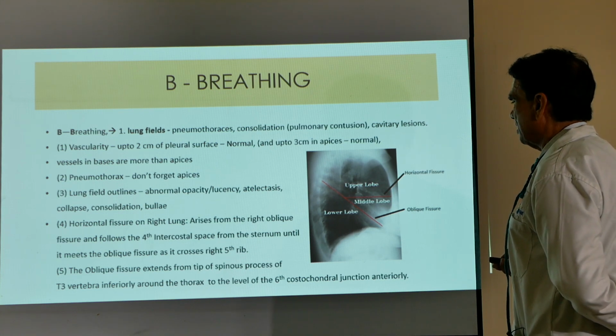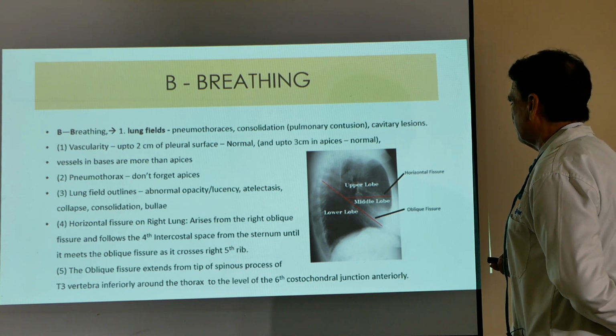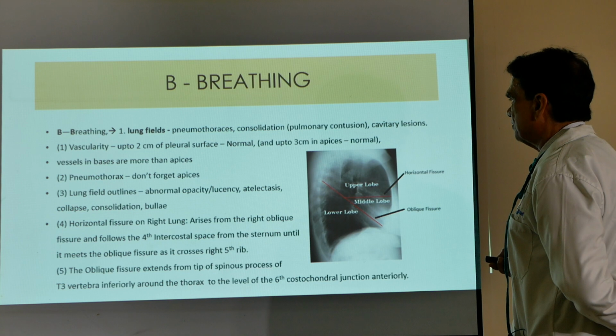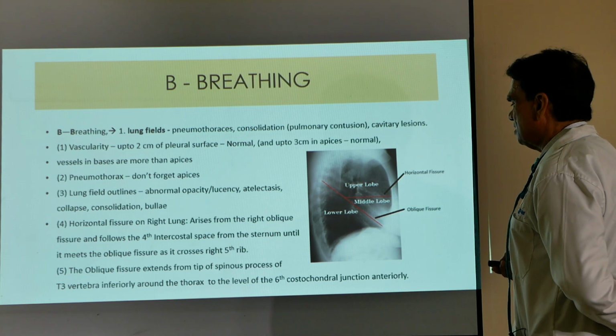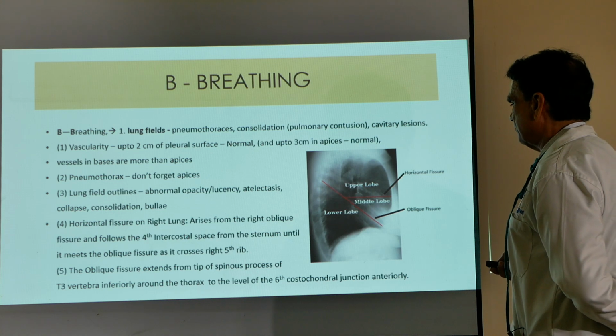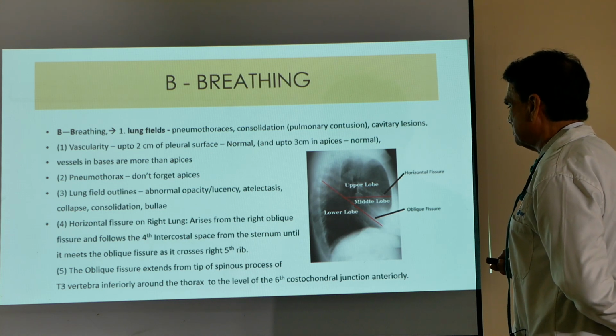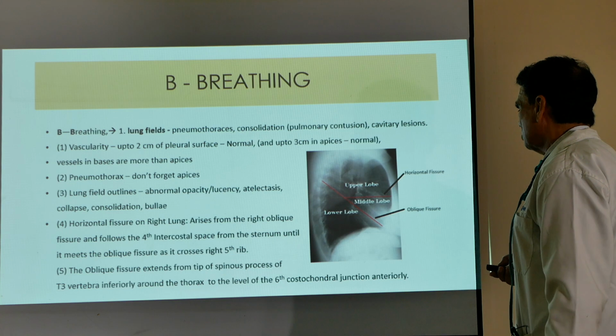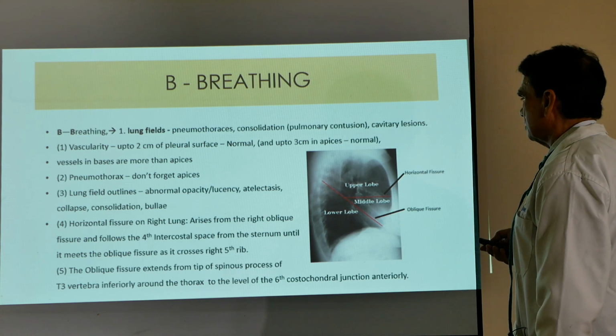It arises from the right oblique fissure and follows the fourth intercostal space from the sternum until it meets the oblique fissure as it crosses the right fifth rib. The fifth point which we have to see under breathing is the oblique fissure, which extends from the spinous process of the T3 vertebra inferiorly around the thorax to the level of the sixth costochondral junction anteriorly.